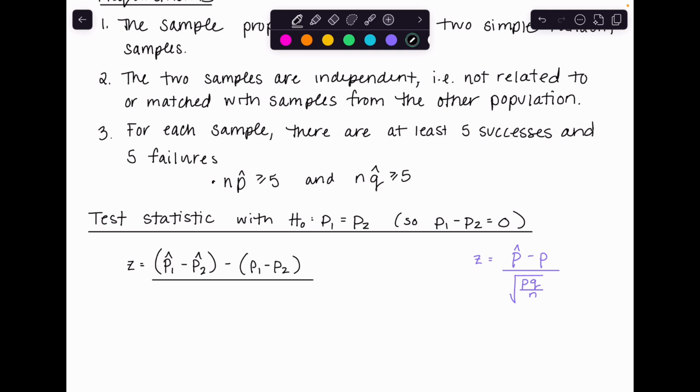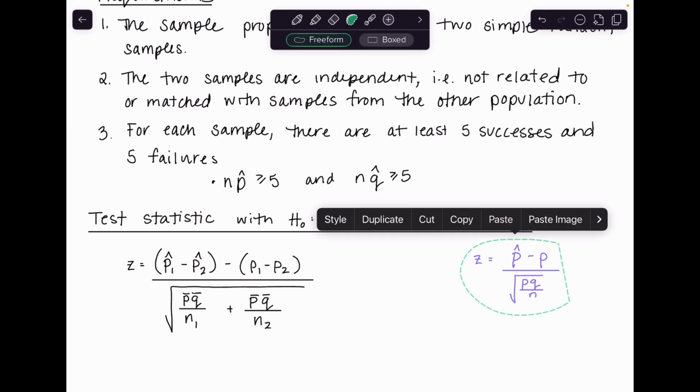Now the denominator is where it gets a little bit difficult. It's still going to involve a square root, but again, I've got two samples now, so I'm going to have to work with potentially two different sample sizes. So this PQ over N, I'm going to need to do for both of them. What happens in the bottom is we have P bar, Q bar, over the first sample size. And then we do the same thing with the second sample size to take everything into account.